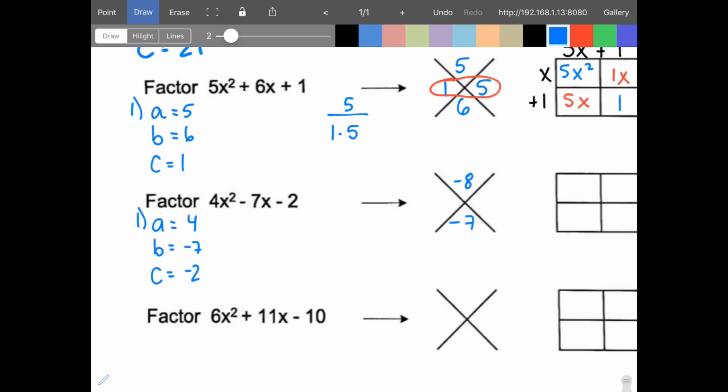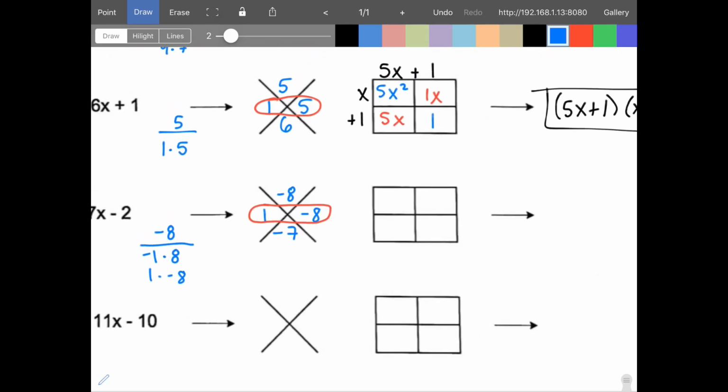So now we have to find a term that multiplies to -8 and adds to -7. So what numbers multiply to -8? -1 times 8. Okay, well 8 minus 1 is +7. So what about 1 times -8? Yeah, 1 times -8 is -8, and 1 minus 8 is -7. So those are our two numbers.